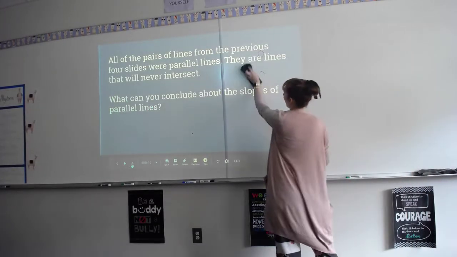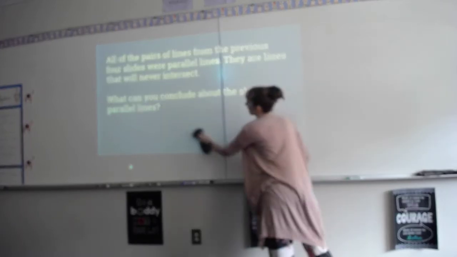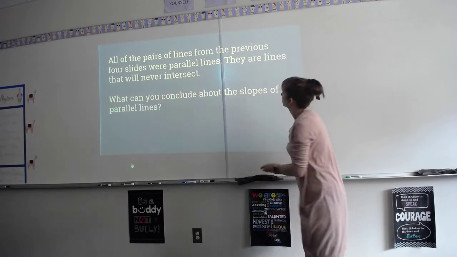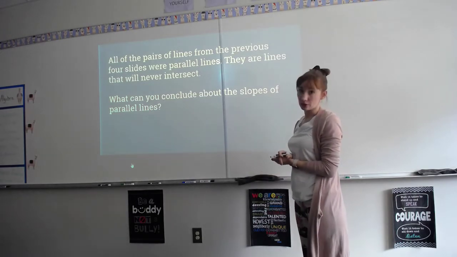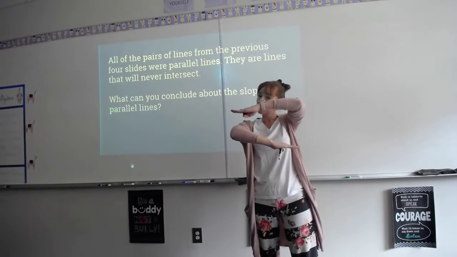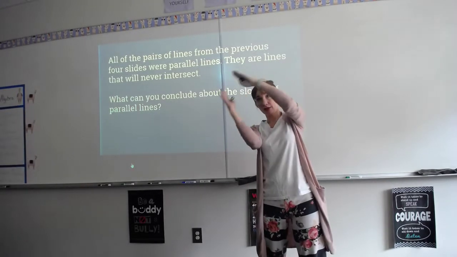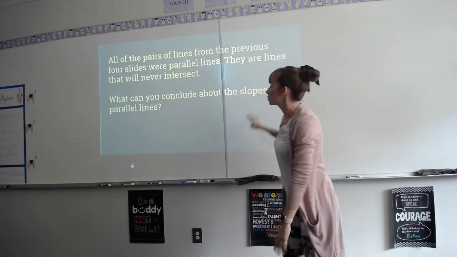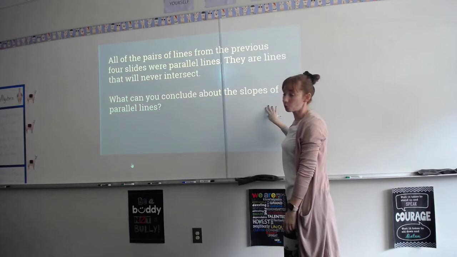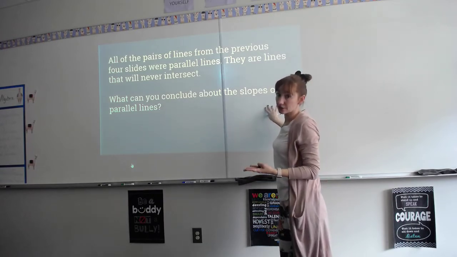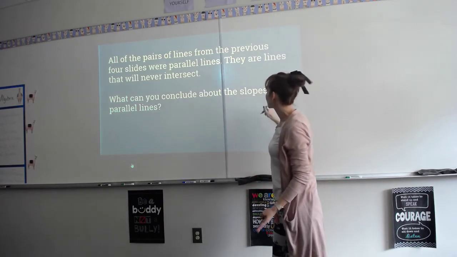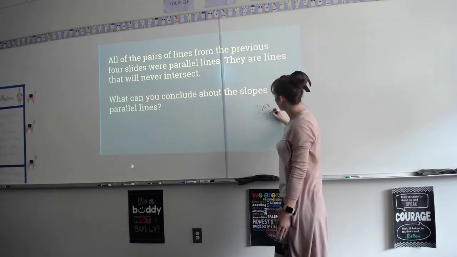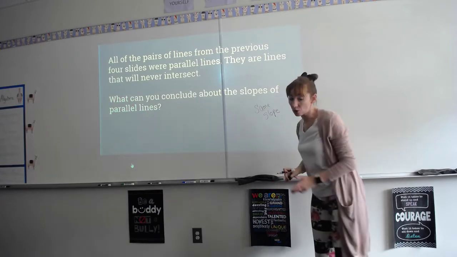So after looking at all three pairs of lines from the previous slide, I hope you realize that these lines we were looking at were parallel. So parallel lines are lines that will never intersect. They can go horizontal, they can go vertical, they can kind of go diagonally, but they will never, ever, ever intersect. So I hope you noticed when you looked at the slope of parallel lines that you figured out that the slope of parallel lines are the same. So parallel lines have the same slope.